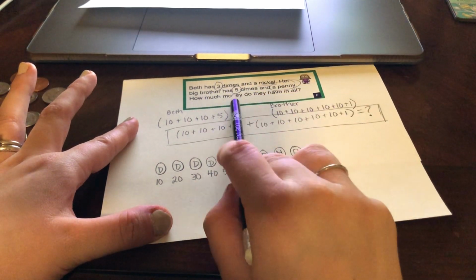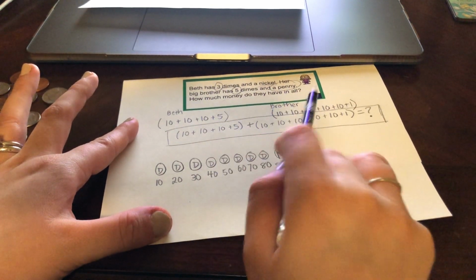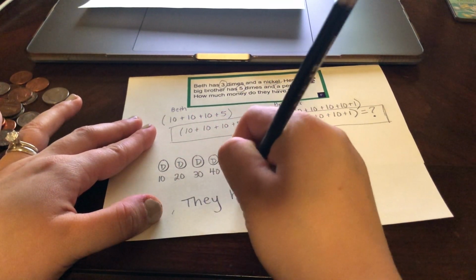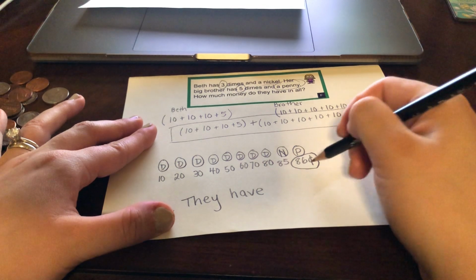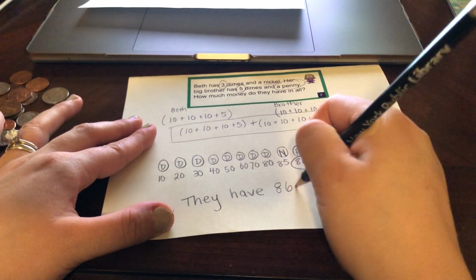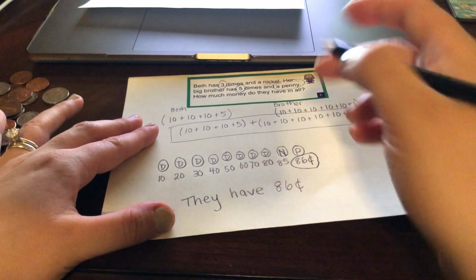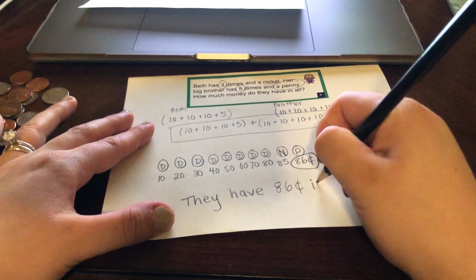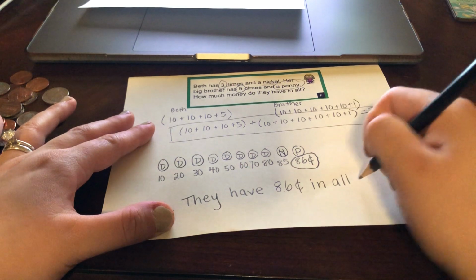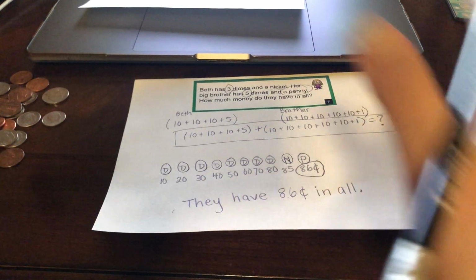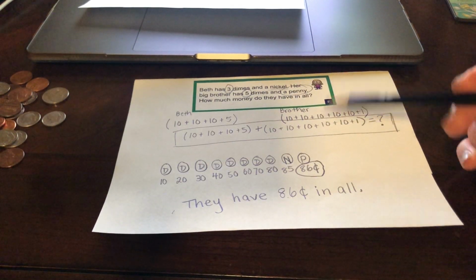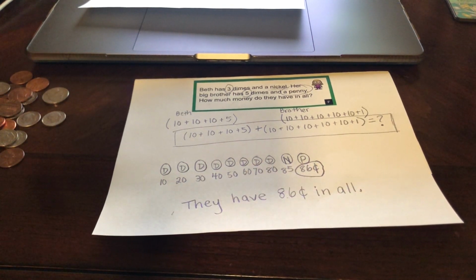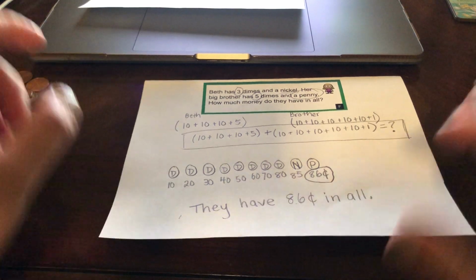So I flip the question. When it says how much money do they have in all, I would write they have, so I take part of the question, 86 cents, and it's okay to write it in money form, in number form, 86 cents in all or in total, whatever you want to say, with a period. If you do this, if you write the equations, show all your work, and write the sentence, you will get full credit, and it's really good practice.